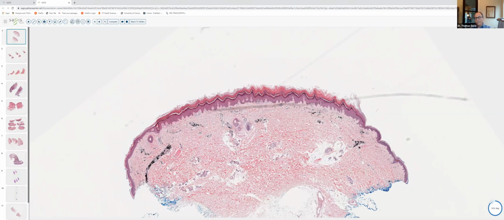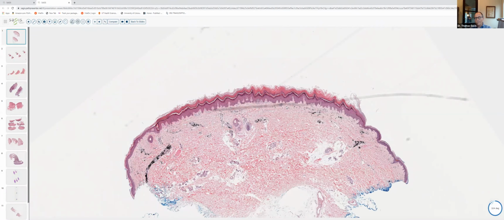Okay, let's go ahead and move on to slide 7. Slide 7, we have a trisected punch biopsy. This is from the face. We've got a fair number of sebaceous glands here. I think what really catches your eye is all this clear staining material in the dermis. And so the question is, is this intracellular? Is this extracellular? Is this some type of clear cell metaplasia?